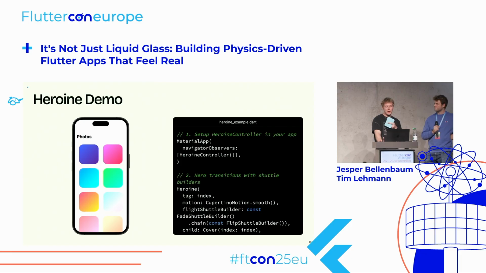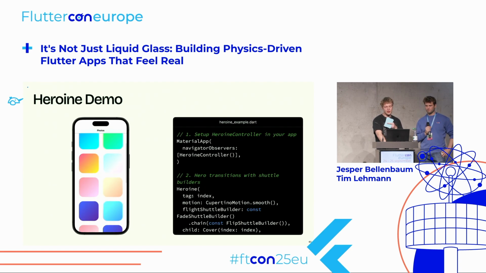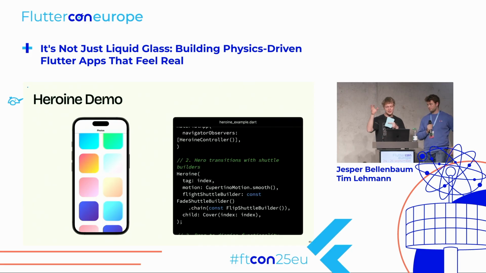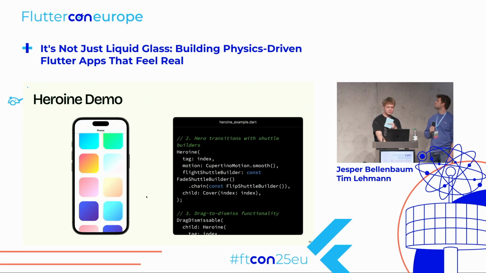And this is all really powerful, and these are just our last few demos. There's another package we maintain. It's called Heroine, as in female hero. It's basically the concept of hero transitions from Flutter, just simulated by physics. So you can see that if I open this card and I can close it with a drag, it also follows smooth natural arcs. And other than that, it just works like your normal hero.